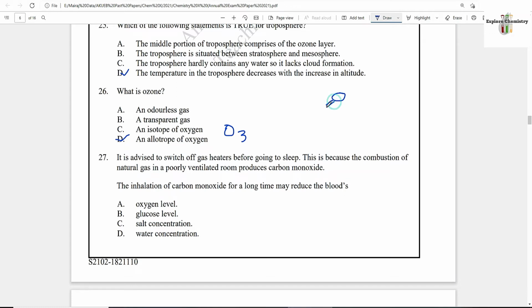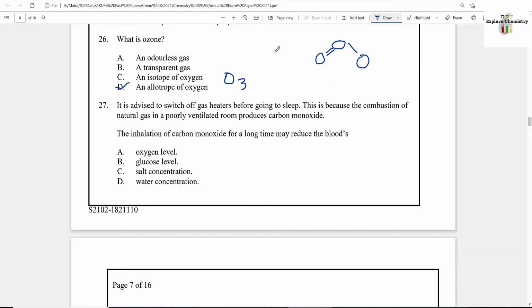In this way the ozone molecule forms. O3 is the formula, not an isotope but an allotropic form. Another allotropic form of oxygen is O2. So O2, O3, oxygen and ozone both are allotropic forms of oxygen.